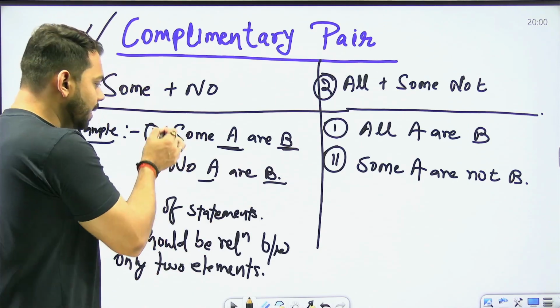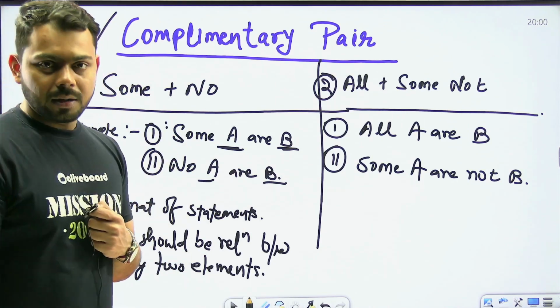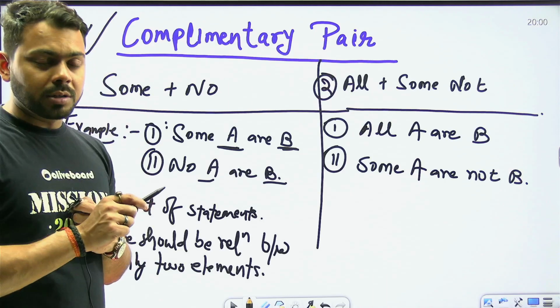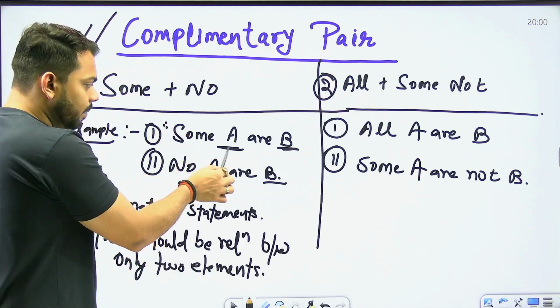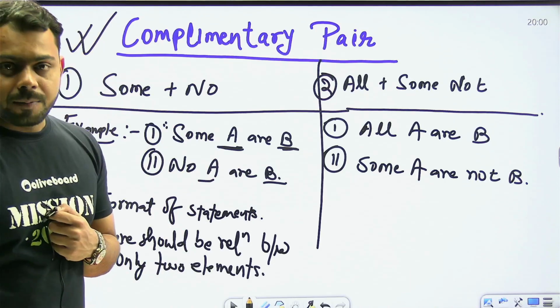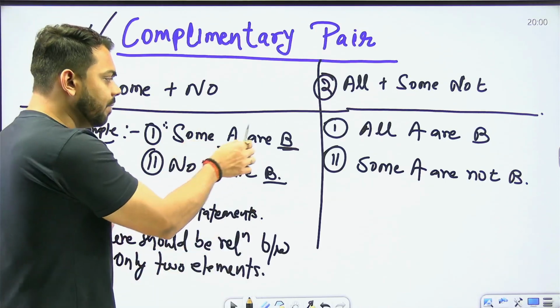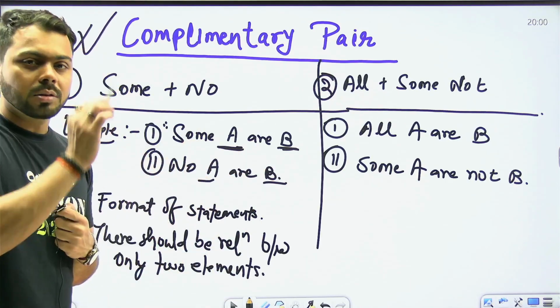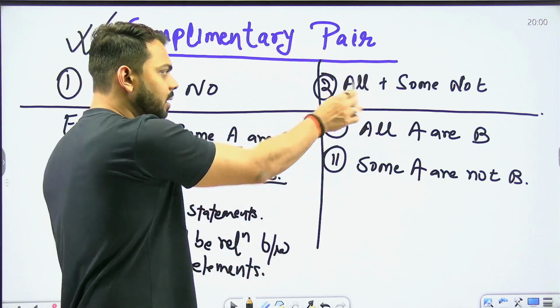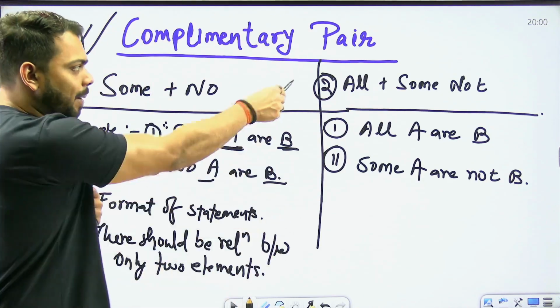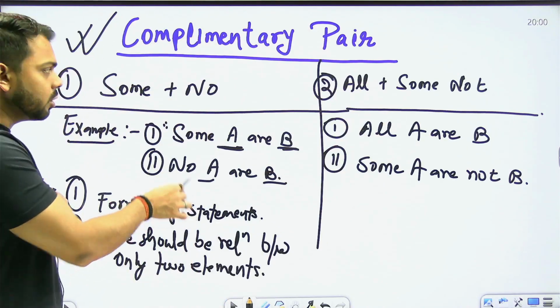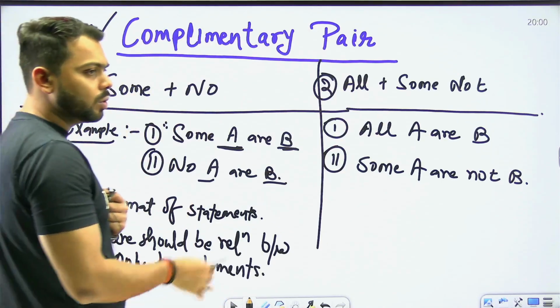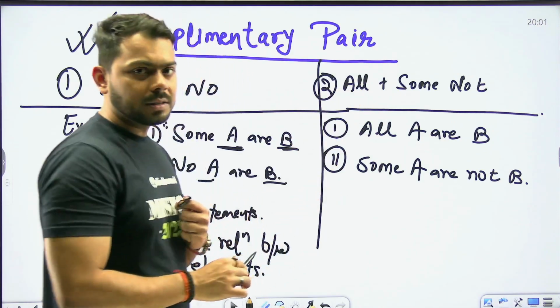Both the statements given in the conclusion part should be given in the format of A and B. That means the relation between A and B will be defined in both statements. Same case for the second part also, all plus some not. So first, the format of statements should be in this format: first one is some plus no, or second one is all plus some not.